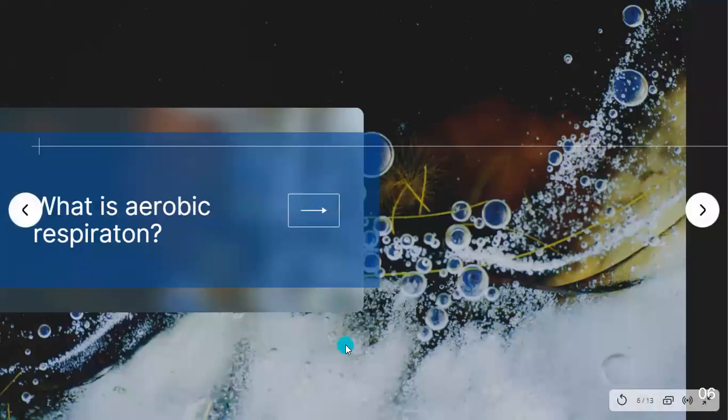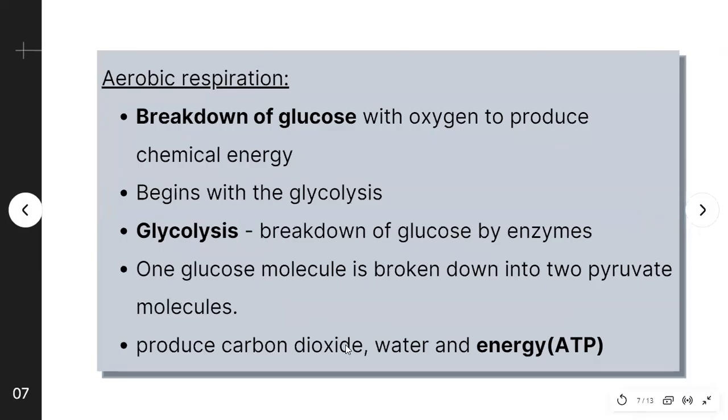So next we're going to talk about what aerobic respiration is. Aerobic respiration, like we mentioned just now, is a process that breaks down glucose with oxygen to produce chemical energy. All of this process begins with glycolysis. When you see lysis in a biological term, lysis means breakdown. Glyco here means glucose. So glycolysis is the breakdown of glucose by enzymes. When you see lysis, it means breakdown.